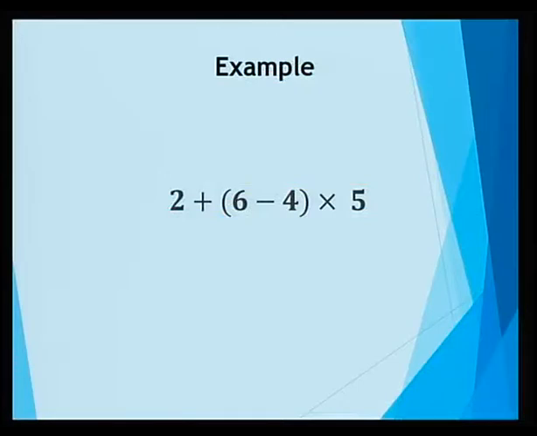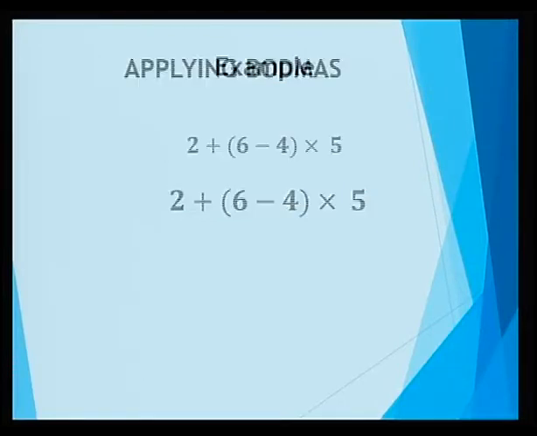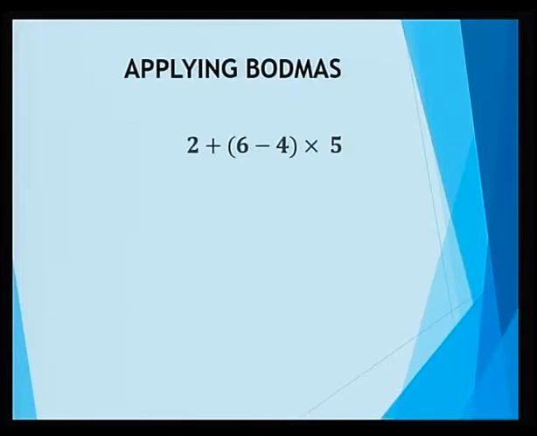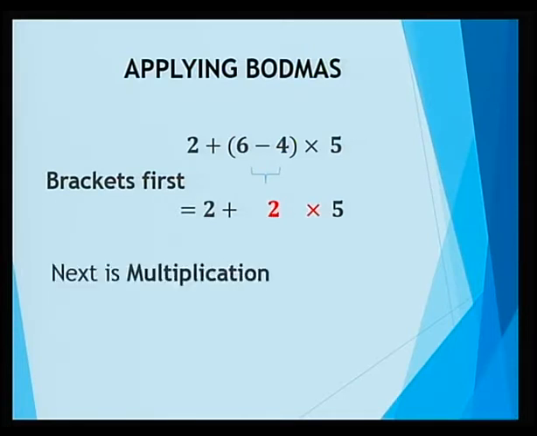Suppose that now you've got 2 plus bracket 6 minus 4 close bracket times 5. What do you do? BODMAS, exactly. What does BODMAS say? You need to perform the bracket first. The bracket is 6 minus 4. What is 6 minus 4? It is simply 2. So we are left with 2 plus 2 times 5. Now, again, when you have addition and multiplication, what do you do? Multiplication first. So that will be 2 plus 2 times 5, which is 10.